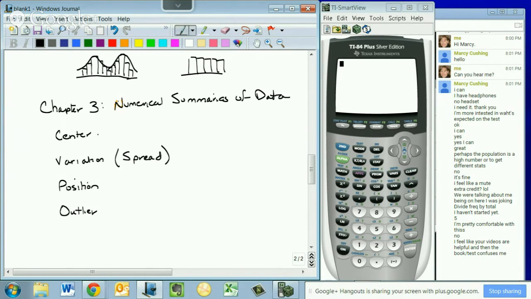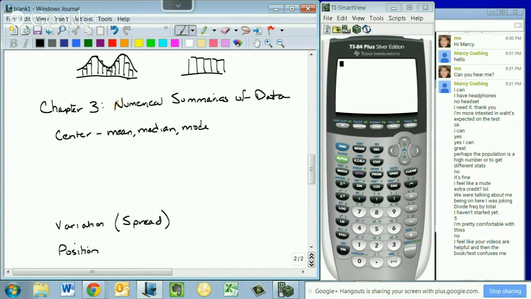All right, so there were 3 measures of center, which means average, that we looked at: the mean, the median, and the mode. We looked at 2 different formulas for 2 different means.